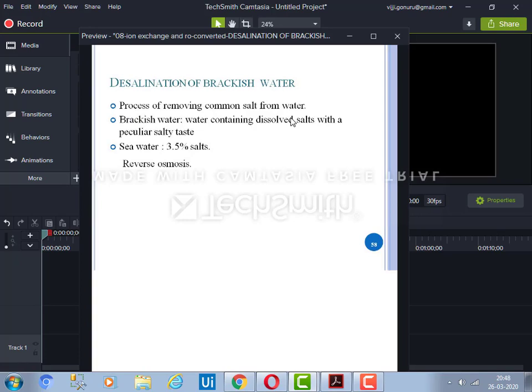Brackish water is nothing but water containing dissolved salts with a peculiar salty taste. So that is what is meant by brackish water here. An example of brackish water is sea water. Sea water has around 3.5% salts. So we have one of the best techniques, that is the reverse osmosis process. By using the reverse osmosis process, we can convert sea water to pure water.